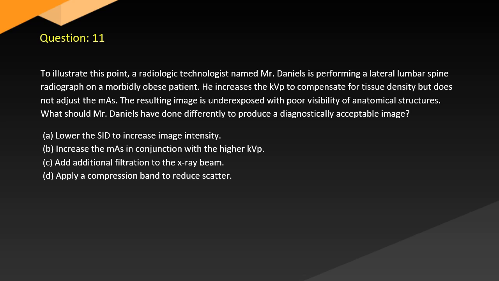Question 11. To illustrate this point, a radiologic technologist named Mr. Daniels is performing a lateral lumbar spine radiograph on a morbidly obese patient. He increases the kVp to compensate for tissue density but does not adjust the mAs. The resulting image is underexposed with poor visibility of anatomical structures. What should Mr. Daniels have done differently to produce a diagnostically acceptable image? A. Lower the SID to increase image intensity. B. Increase the mAs in conjunction with the higher kVp. C. Add additional filtration to the X-ray beam. D. Apply a compression band to reduce scatter.